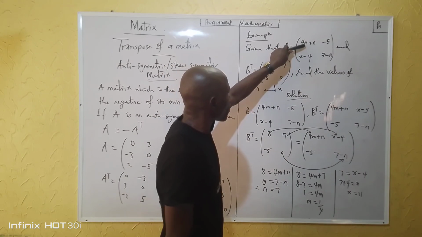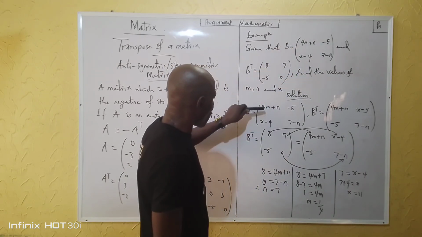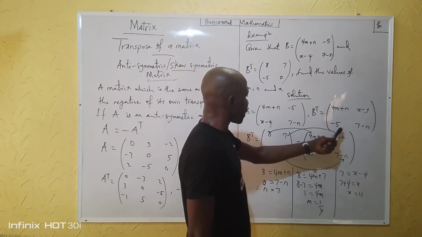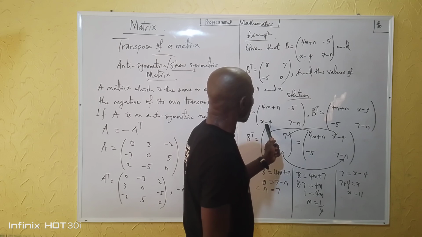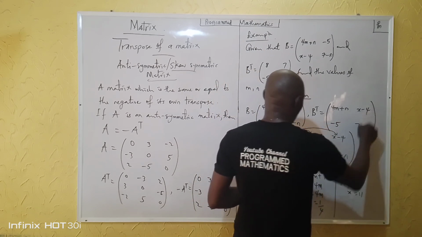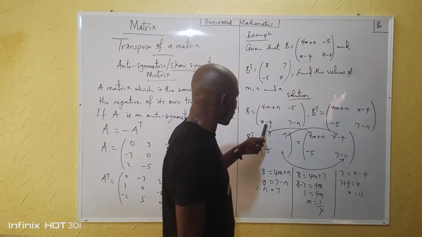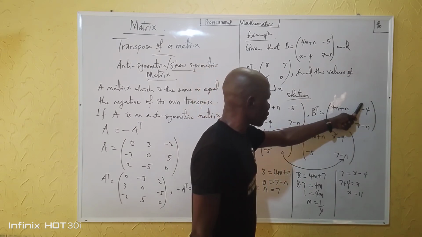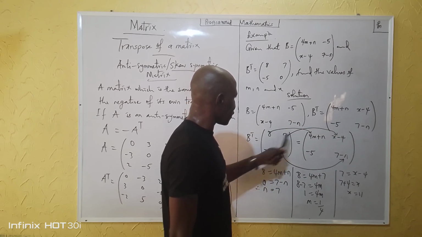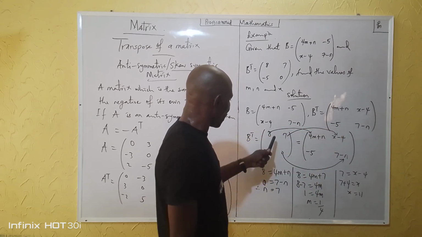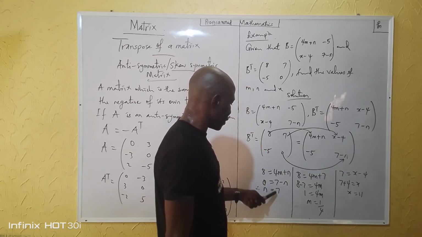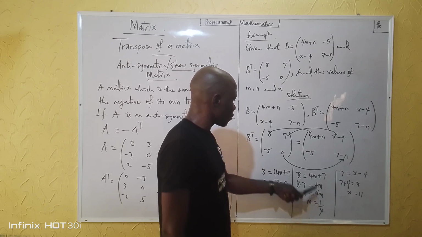So when we transpose this, we have 4m plus n, 5, minus 5, x minus 4, 7 minus n. I said we should change this one to 4, so please make that correction. So this transpose and this one here, they are the same. 8 equals 4n plus n, and then 0 equals 7 minus n. So from there we solve for n, then use the value of n to find the value of 8.